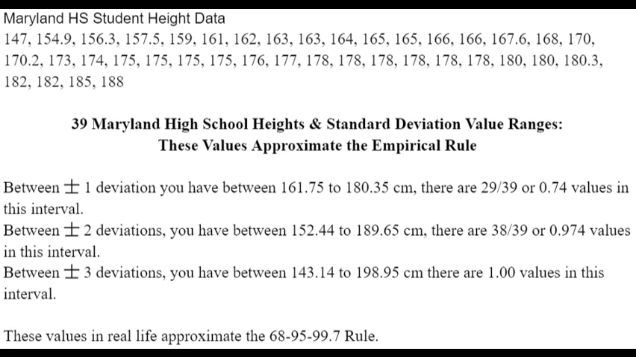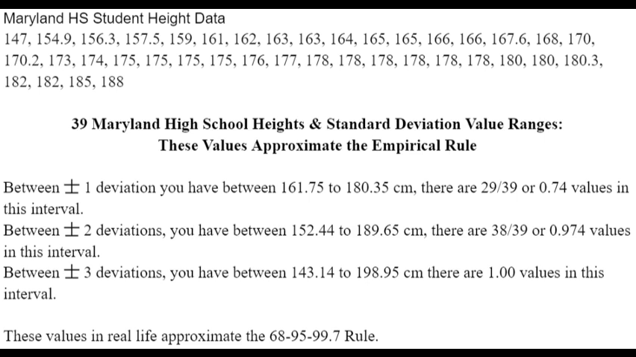Looking at the Maryland height data, between plus or minus 1 standard deviation, you have 161.75 to 180.35 centimeters. There are 29 out of 39, or 0.74, values between this interval. Between plus or minus 2 standard deviations, you have 152.44 to 189.65 centimeters, and there are 38 out of 39, or 0.974, values in this interval.